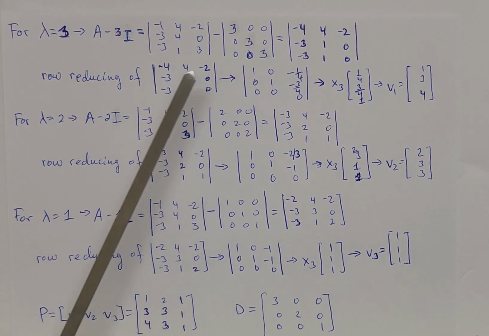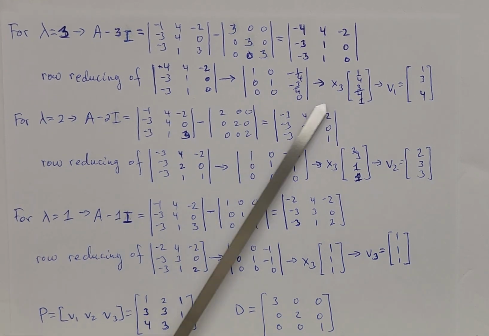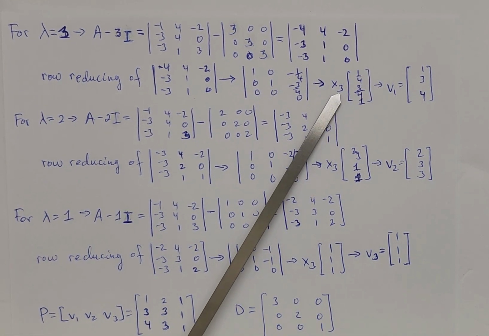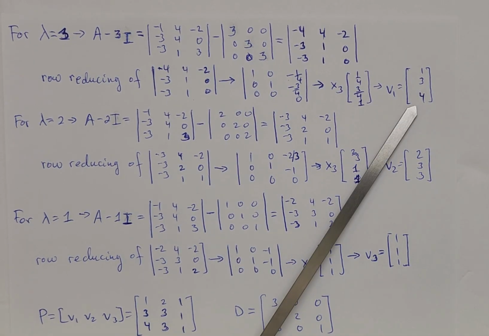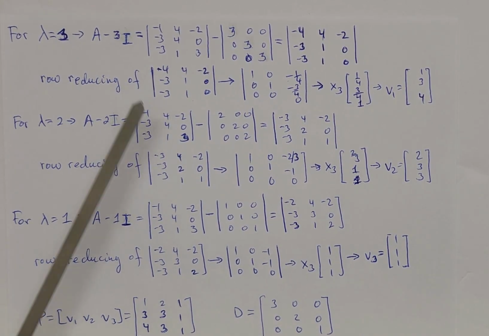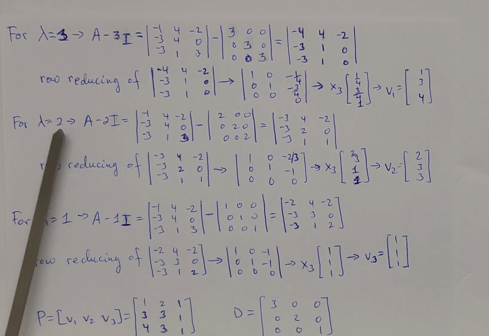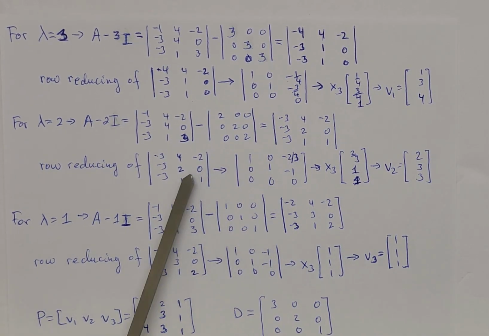This is the result of this after row reducing, and then label all my terms out for each of the x, and in this case it's just x3. This is my basis or vector that belongs to eigenvalue 3. Same thing here. Put the 2 in, row reduce this matrix, what I have here. This is exactly what I have here.